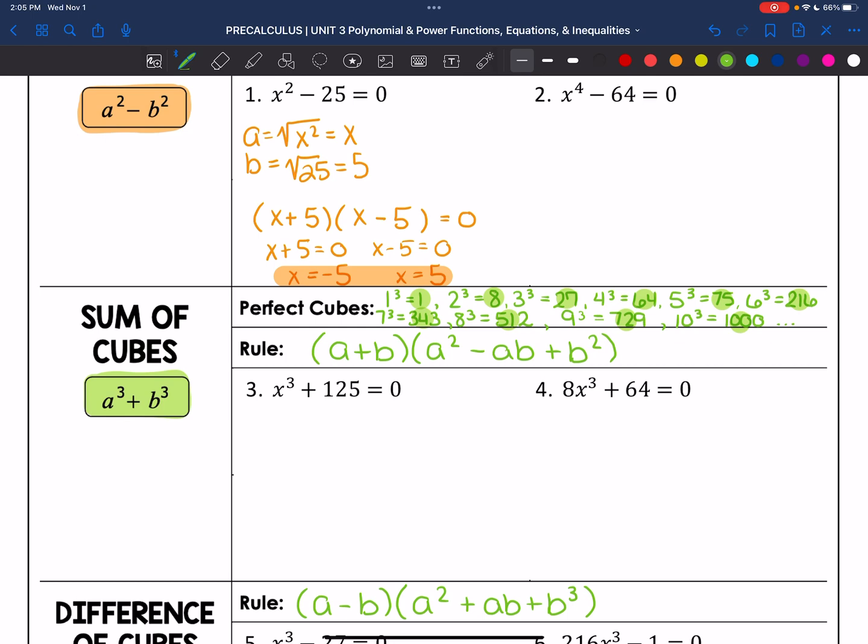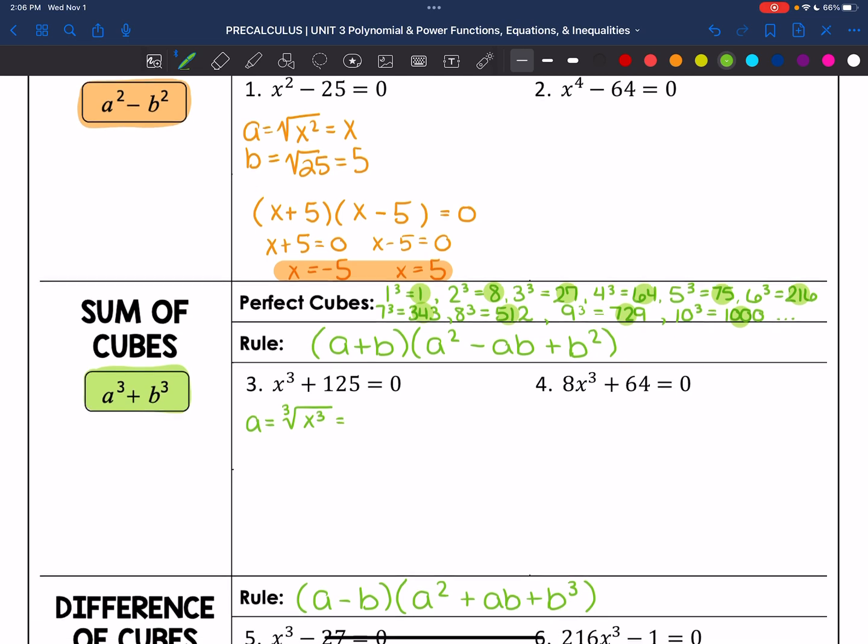Your A, how do we find that A in the rule? Well, our A is just taking the cube root of your first term. So what's the cube root of x cubed? It is x. And what's that B value going to be? It's the cube root of your second term, which is 125. What number cubed is 125?